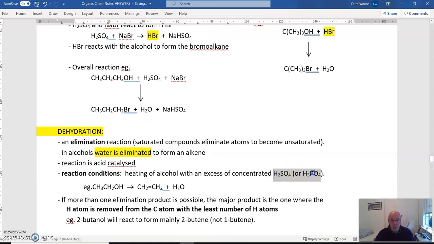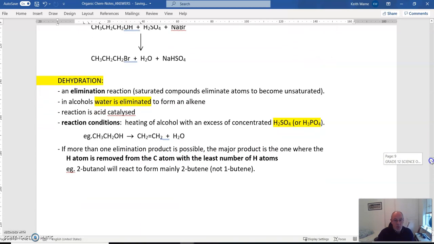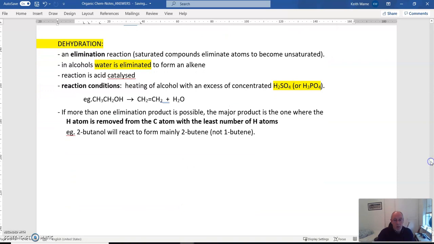Excess of concentrated H2SO4 and H3PO4. Now I don't think I put that in the PowerPoint, I better go and look at it. Sulfuric acid is a very well-known dehydrating agent. It's very good at taking water off things, and so it'll work with the alcohol and pull off water, and you'll be left with the alkene. And then here it talks about if more than one elimination product is possible, and that's when we say it's asymmetric around the alcohol.